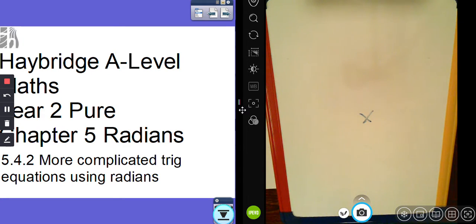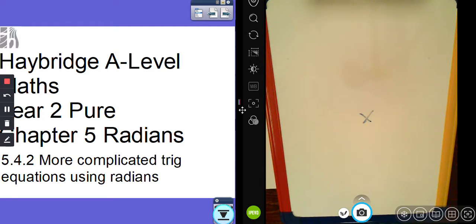Now, we're going to carry on with working with radians to solve trig equations. Last time we did some very straightforward equations just to get you back in the swing of solving trig equations, but this time, of course, using our angle measure of radians. I've got a couple more examples for you, just two examples that I am going to do, and they are slightly more complicated.